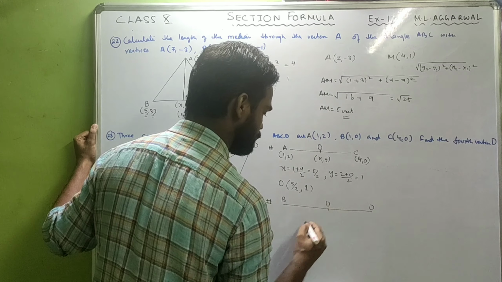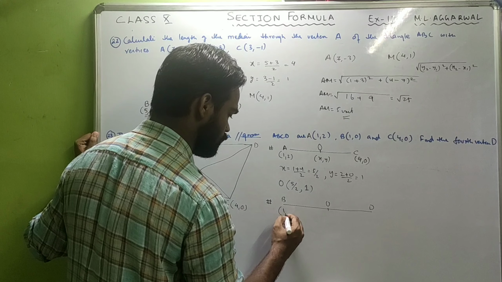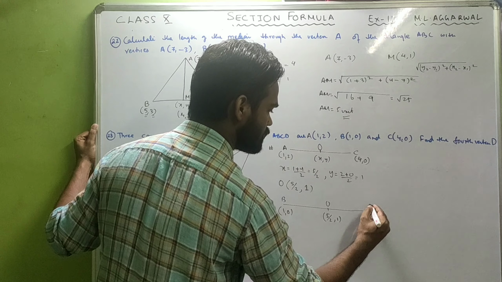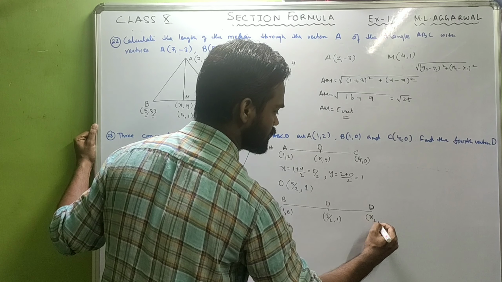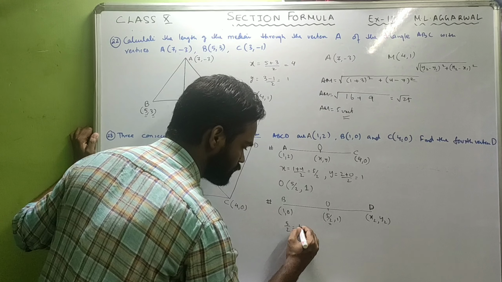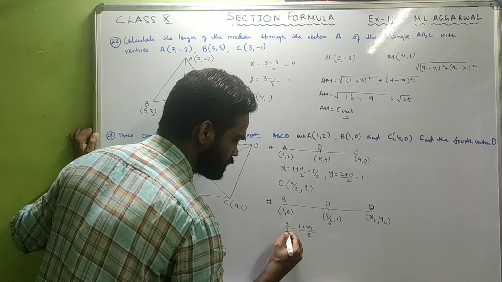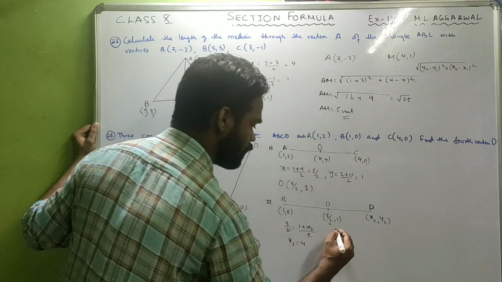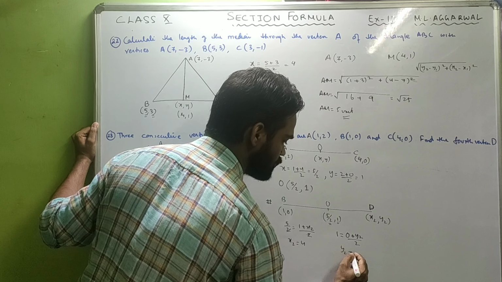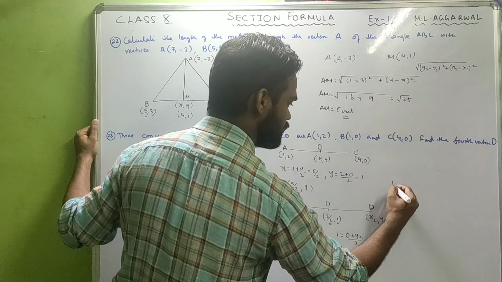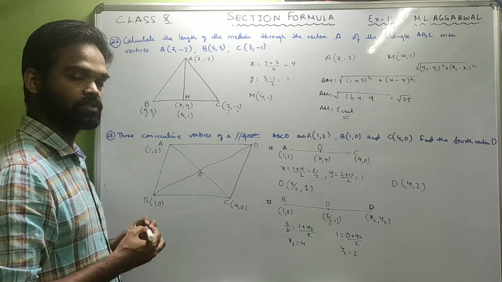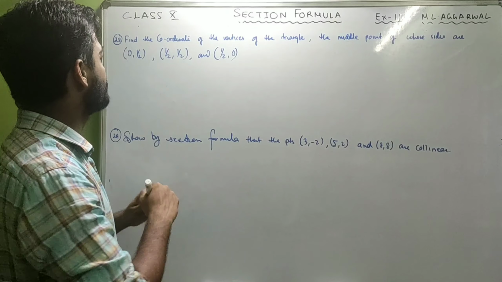Now if you look at BD, and this is your O. B's coordinate is 1 comma 0, O's coordinate we know 5 by 2 comma 1, and this D's coordinate we don't know. Suppose this is x2 comma y2. Then we know x is equal to x1 plus x2 by 2, isn't it? Which means x2 is 4, y is y1 plus y2 by 2, which means y2 is 2, which means the coordinate of D is 4 comma 2. Done. Now let us look at the next sum.